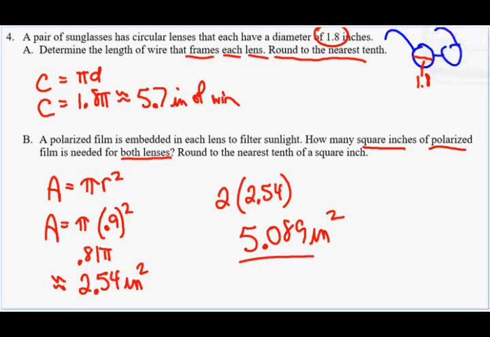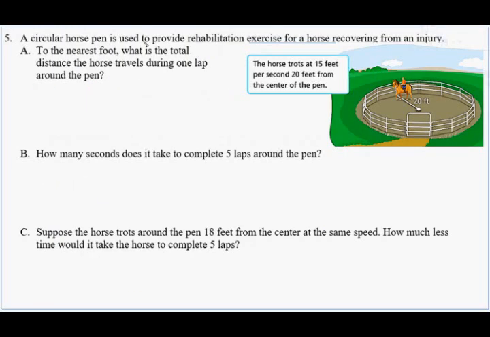All right, number 5. A circular horse pen provides rehab exercise for a horse recovering from an injury. To the nearest foot, what is the total distance the horse travels in a lap? So here's our picture right here. The radius of this pen is 20 feet. So the distance around would be the circumference.